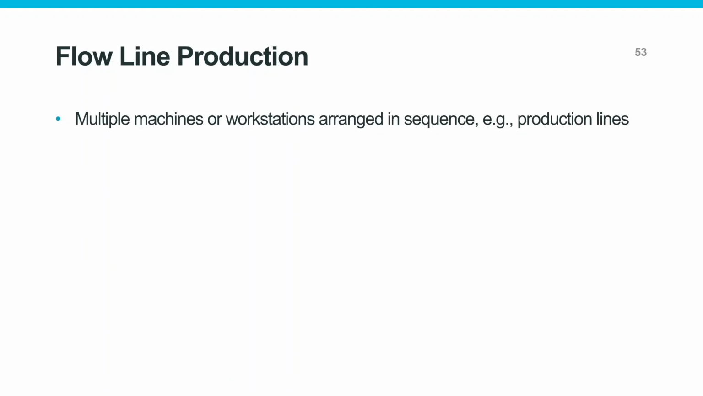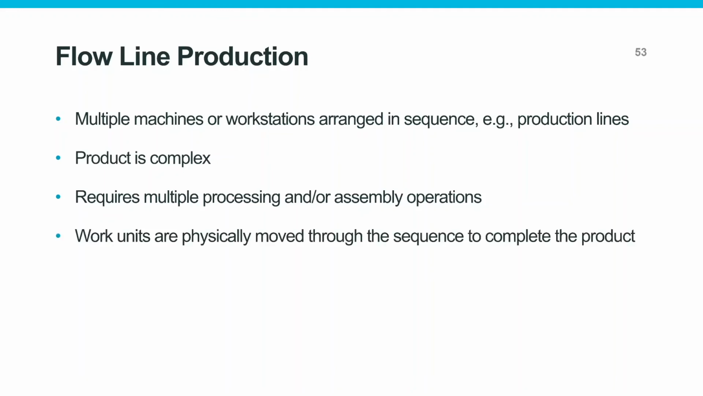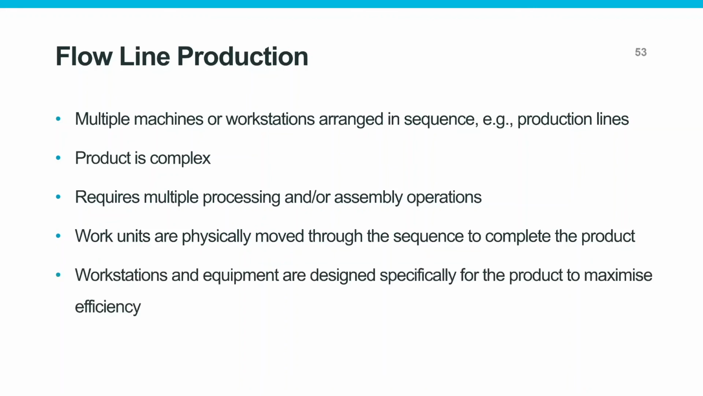We also have flow line production, in which multiple machines or workstations are arranged in a sequence. Whenever a product is complex, it basically requires multiple processing steps and, of course, assembly operations at the end. Work units are physically moved through the sequence to complete the product, and workstations and equipment are designed specifically for that product to maximize efficiency.